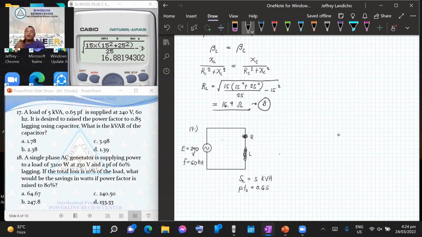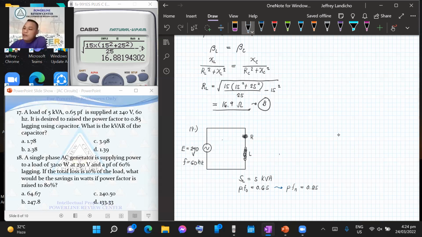So medyo mababa yung ating power factor kasi usually ang standard no, base sa standard ng ating electric cooperative, at least 80, no? 80 and above. So we want to correct the power factor from 0.65 to 0.85 in order to avoid penalties given by the electric cooperative. So there are several ways in order to improve the power factor. So we want to improve the operating power factor of the whole circuit from 0.65 to 0.85. So, anong methods ang pwede natin gamitin?